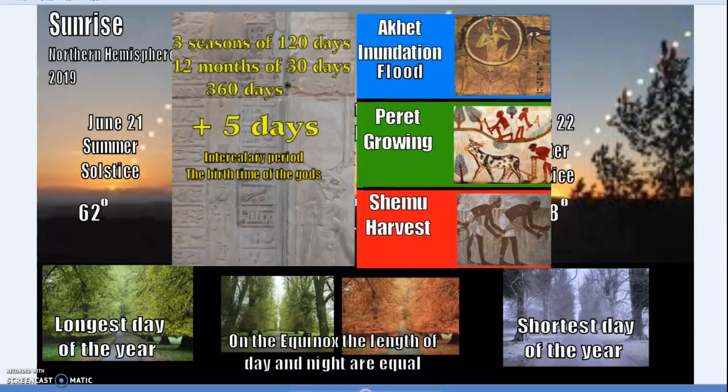So we have the 3 seasons of 120 days which defined ancient Egypt: the Akhet, or the inundation or the flood season; Peret, the growing season; Shemu, the harvest season. Unlike the 4 seasons that most people assign, with different cultures in different environments having different seasons, the Egyptians had 3.